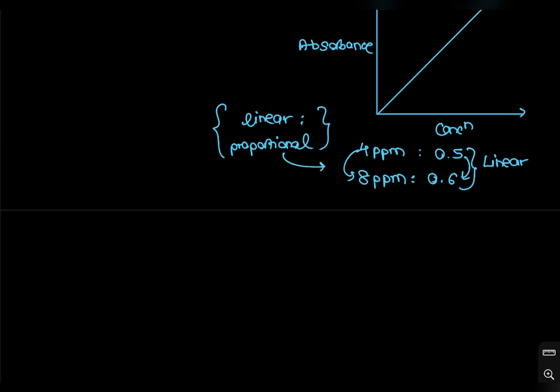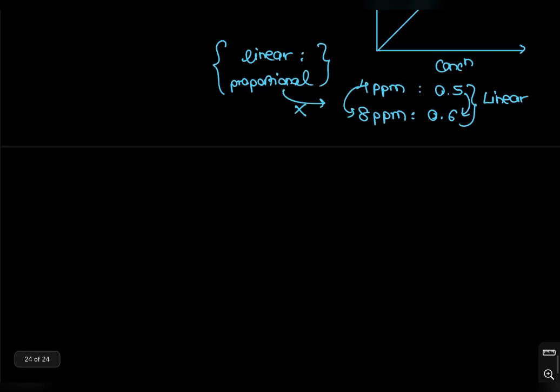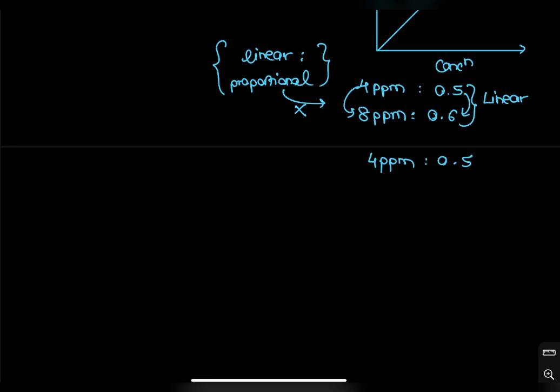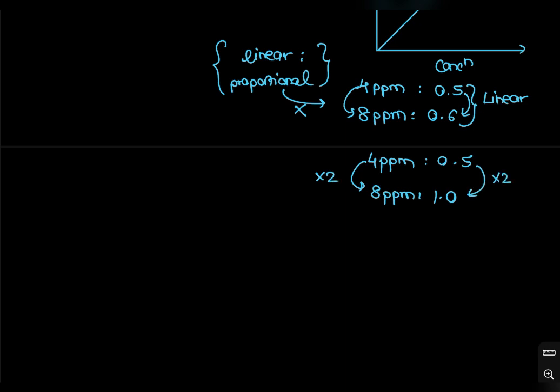What proportional would mean is that let's say we have a 4 ppm solution and the absorbance is 0.5. If we take the 8 ppm solution of that same compound, the absorbance must be 1.0, because the concentration has doubled, so the absorbance has to double if it is to be proportional. That is the difference between linearity and proportionality.